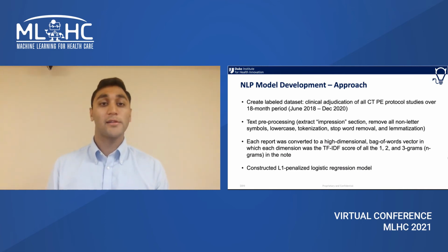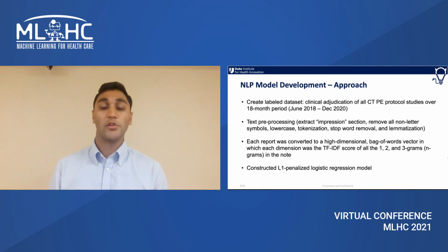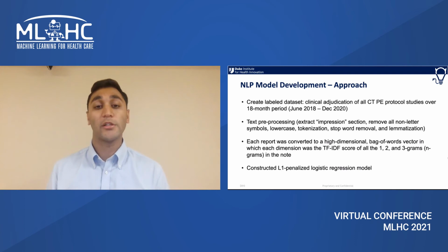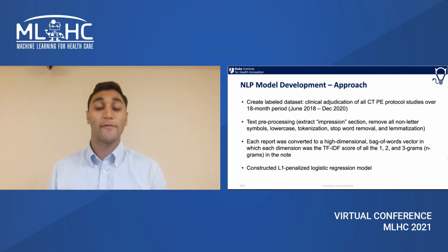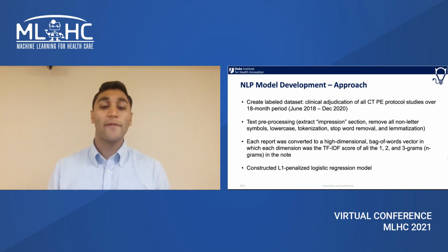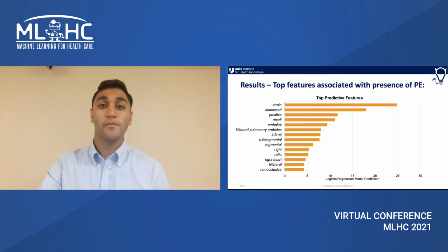Next, we applied standard text preprocessing to each report, including extracting the impression section, which usually contains the most important information. Each report was then converted to a high-dimensional bag-of-words vector in which each dimension was the term frequency-inverse document frequency score of each of the 1, 2, and 3 grams in the corpus. We then use that information to construct an L1 penalized logistic regression model.